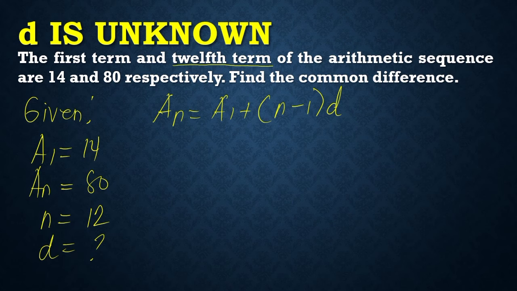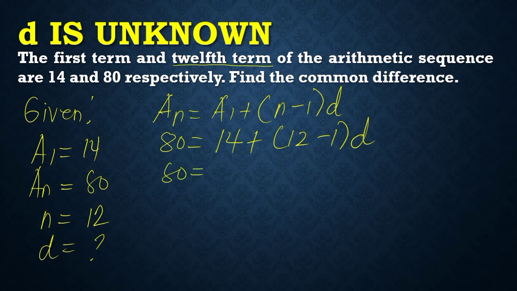Next, a sub n, that is 80, is equal to the first term, that is 14, plus the term position is 12 minus 1 times d. And then 80 is equal to 14 plus 12 minus 1, 11 d. Now, 14, kailangan matanggal yung 14 dito. So, we subtract 14 to both sides.